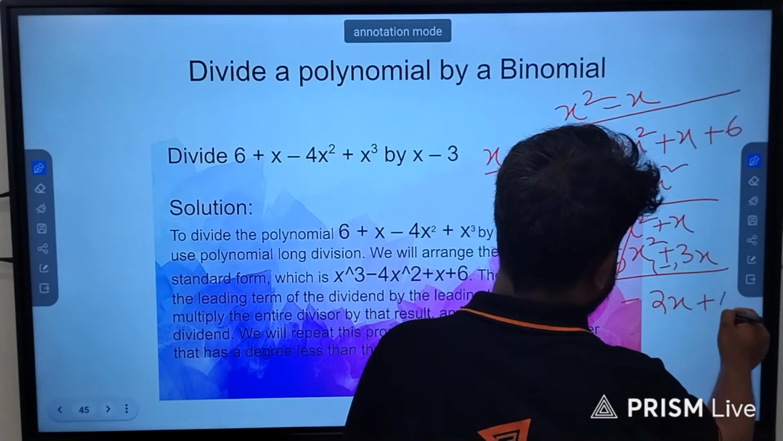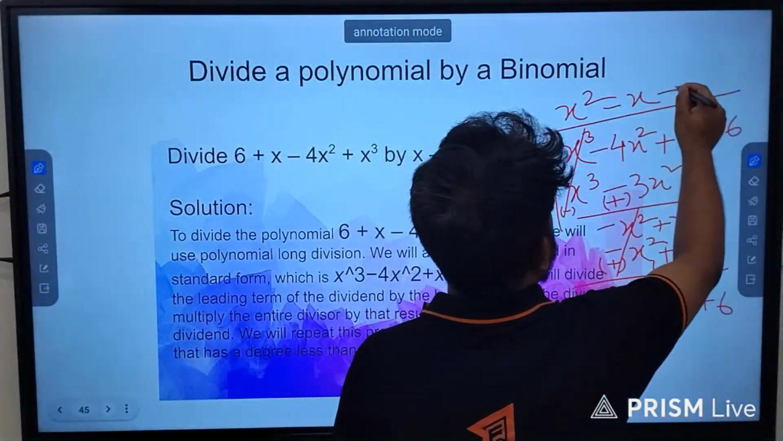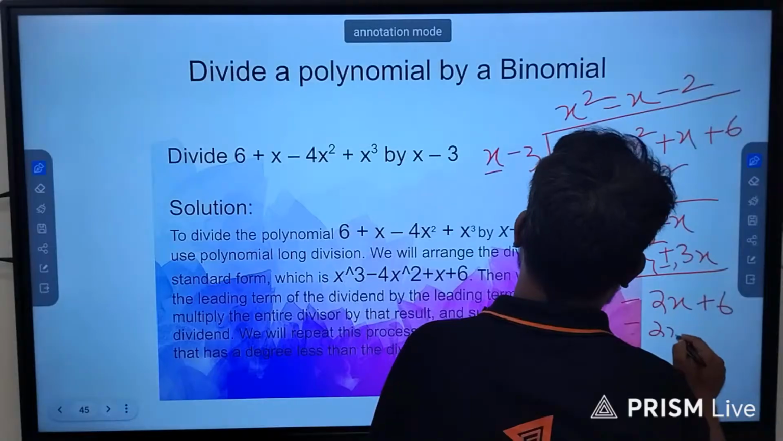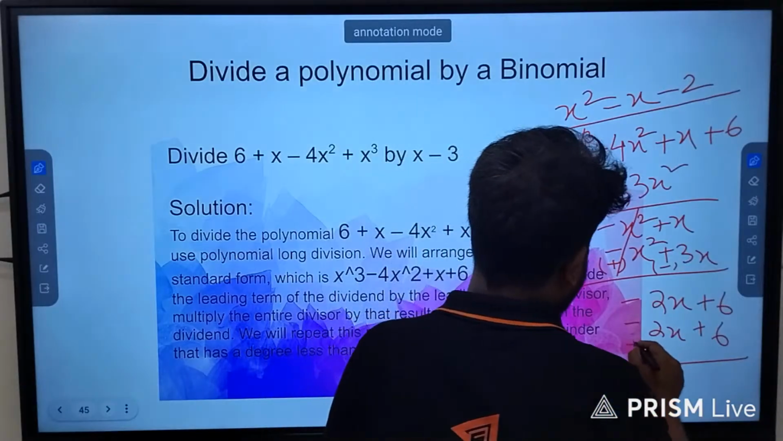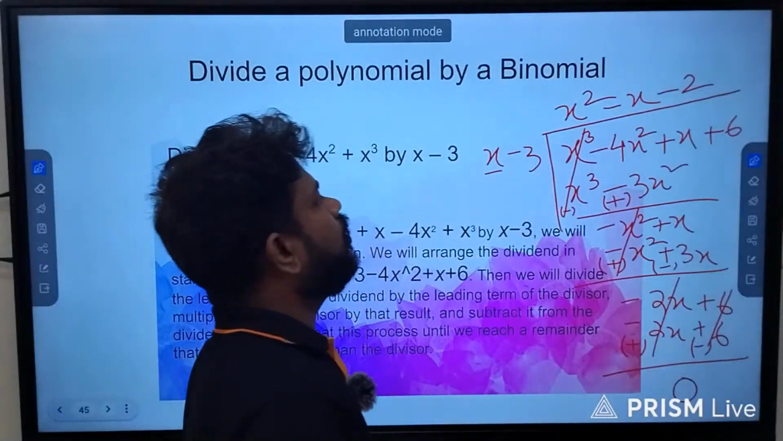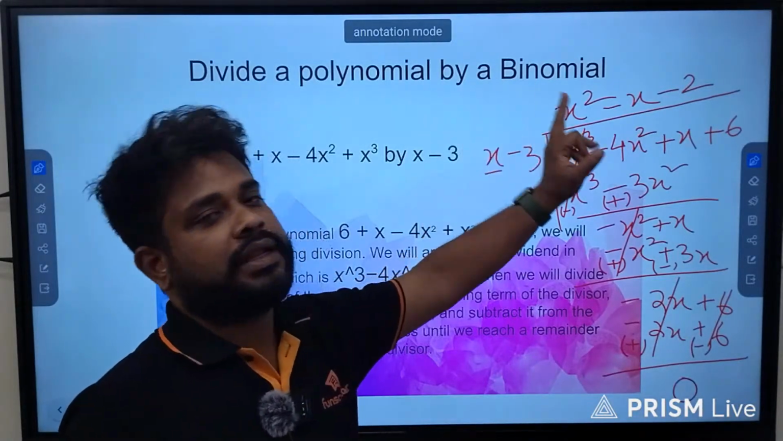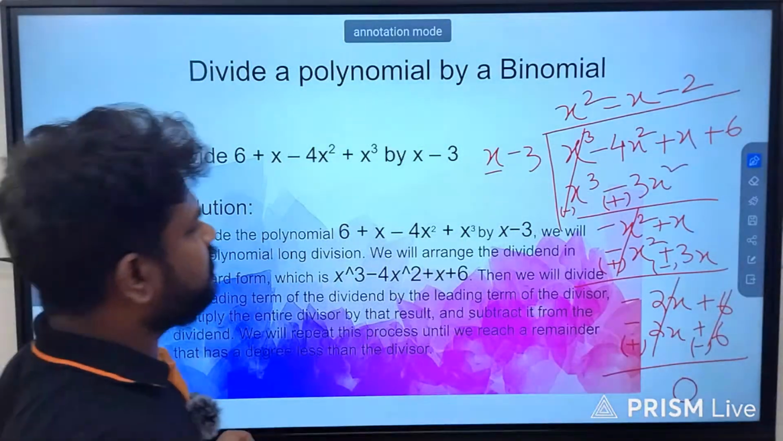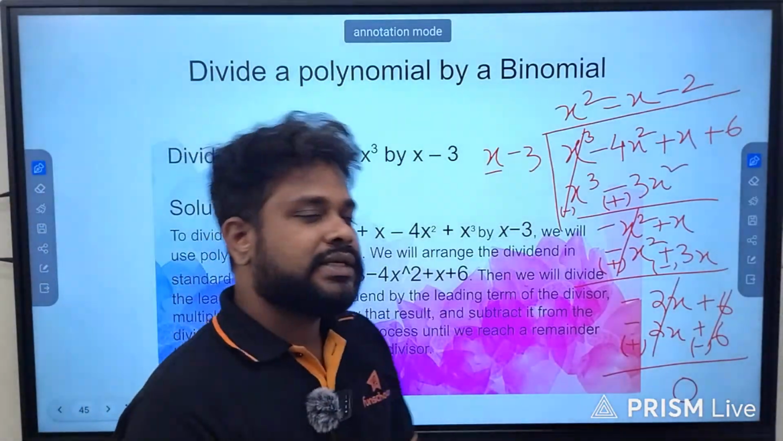After changing the signs, plus 6 will come out, and after that we have to take something to match, and that will be 2. So it will be minus 2x plus 6. Okay, now change both of the signs and it will get eliminated and the remainder will be 0. So the quotient, sorry, not dividend, they call it quotient, or the final answer, will be x square minus x minus 2.